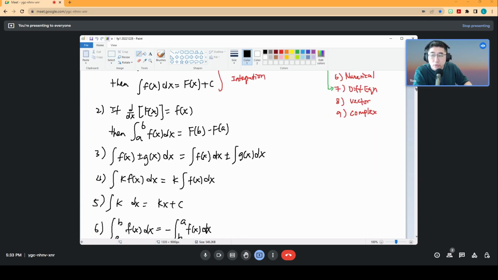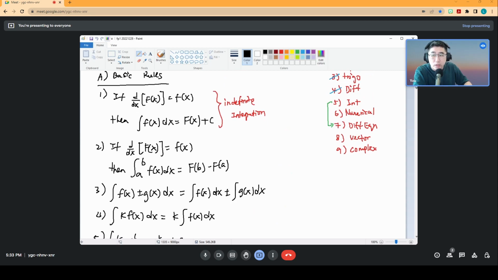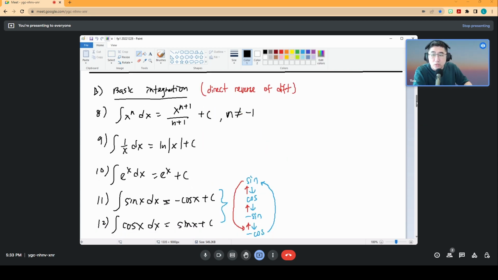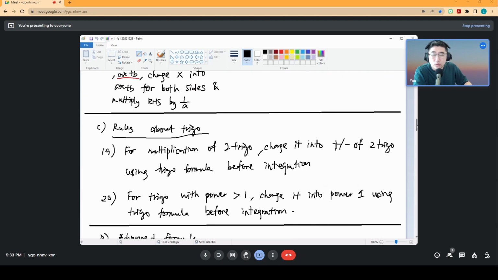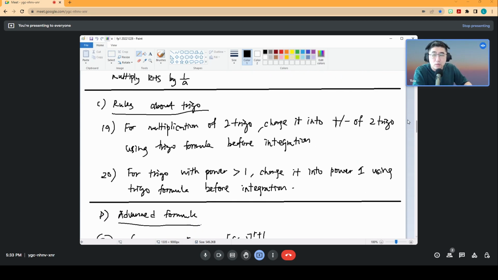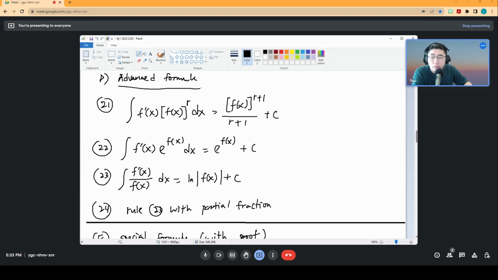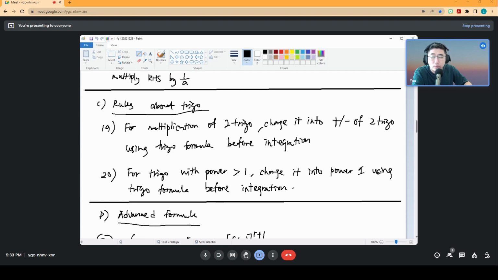So previously you already finished section A and section B, which is the basic rule and basic integration. Today we're going to look at rule 19 to rule 24, section C, rules about trigo. For multiplication of two trigo, change it into plus minus of two trigo using trigo formula before integration.